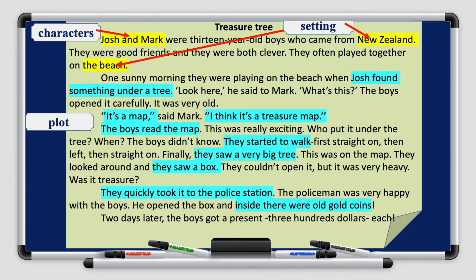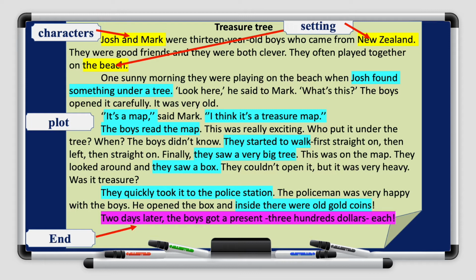And then we have the plot. Josh found something under a tree. It was a map. It's a treasure map. The boys read the map. They start to walk. They saw a big tree. They saw the box. They quickly take it to the police station. They look inside the box and there are old gold coins. So these are all details in the middle, and this is the plot of the story. And in the end, 2 days later, the boys get a present, $300 each. Okay, so here we have our story and it is all complete.